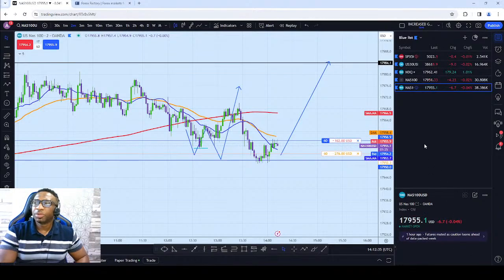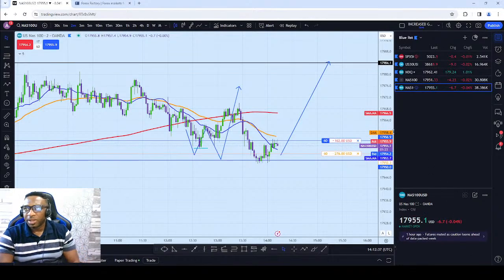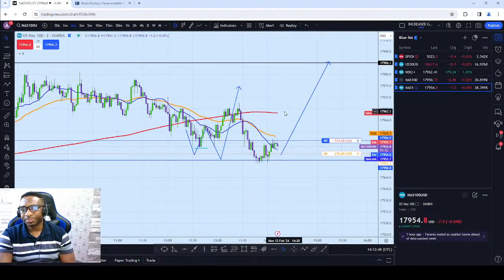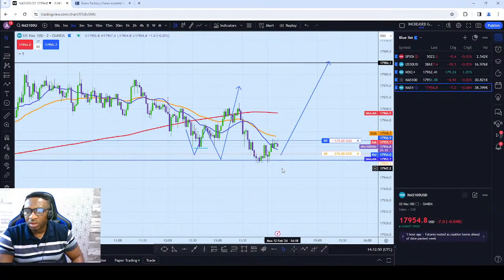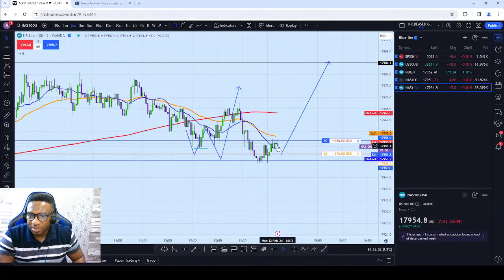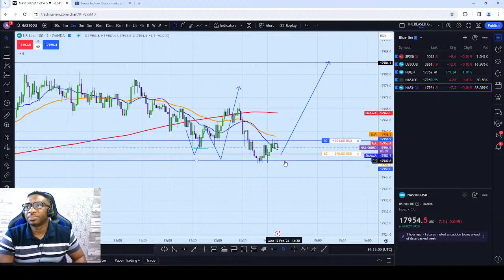So on NAS we are being held here at this area of resistance. Price is being held there, so not until it breaks above and goes further is there a chance of it coming back to this area to test it again. If it's able to break it, then the downside begins.